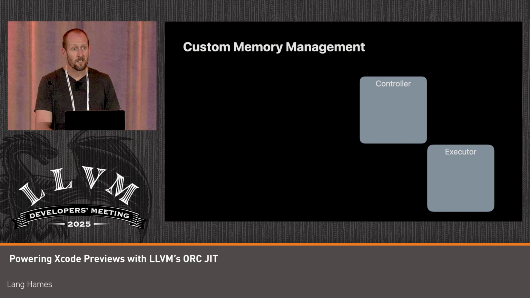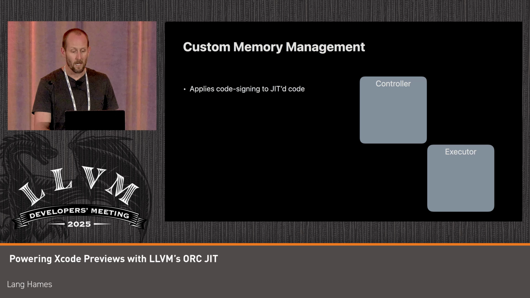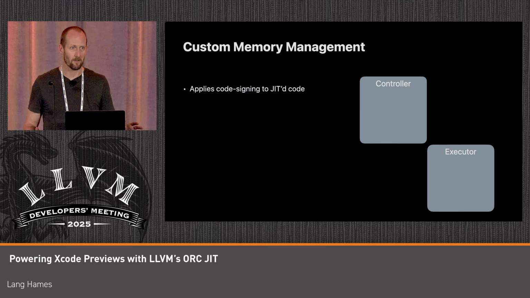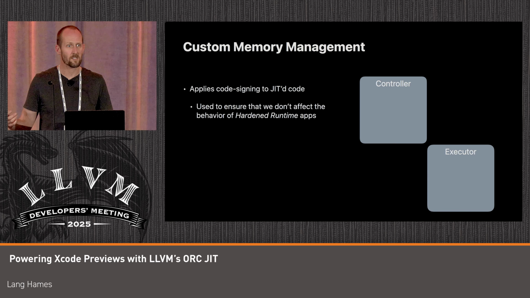The memory manager changes that we made for this project apply code signing to JITted code. Now, we're not doing this for security. We're working in an IDE here. The whole idea is to let you execute arbitrary code. But we sign code so that we don't affect the behavior of apps that adopt the macOS hardened runtime. So this is an entitlement that you can opt into that says, I do not want my process to be able to load unsigned code. So by default, it disables JITting, and it means that you can't load libraries that don't have a valid code signature.